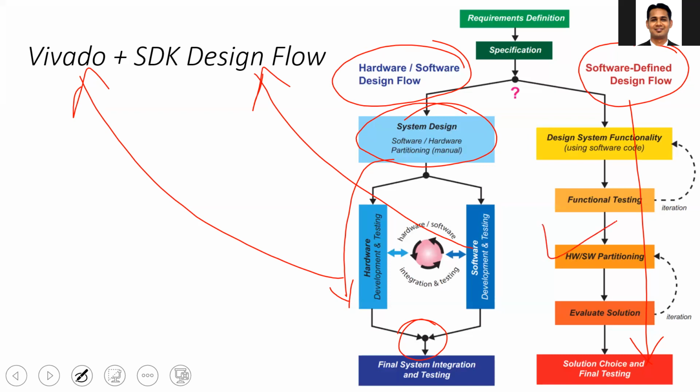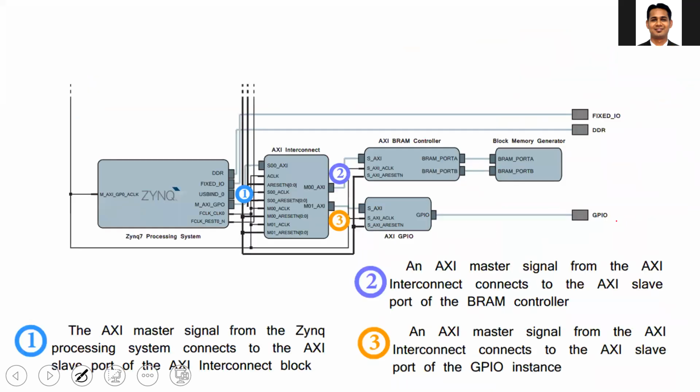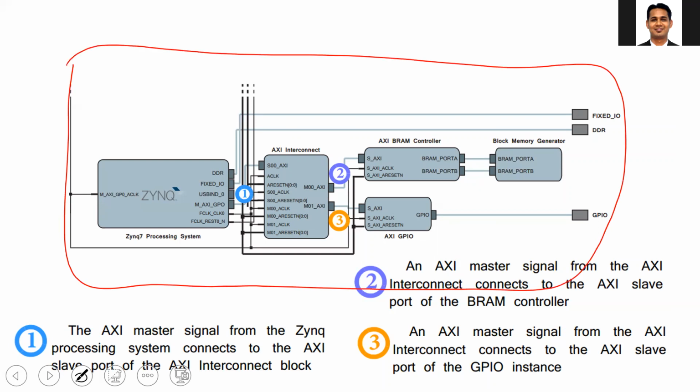So now you are well aware of the SDSoC design flow, and you know that in the SDSoC design flow, most of the things are taken care of automatically. While in the Vivado design flow, you have complete control on your design or the hardware block diagram. For example, in the Vivado design flow, you design your entire block diagram on your own by taking the blocks one by one from your IP catalog.